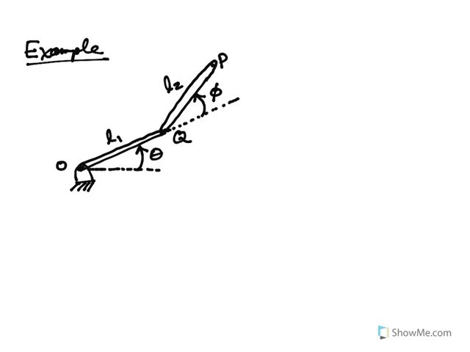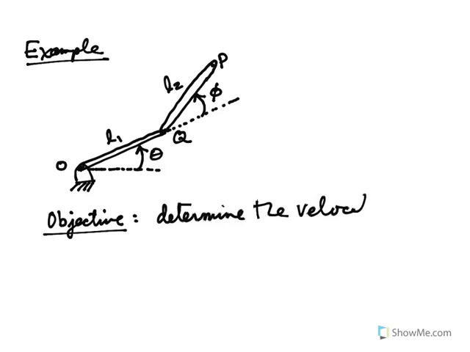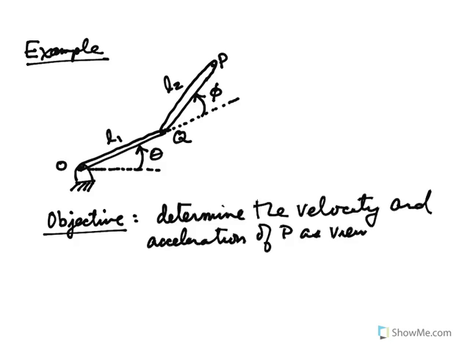So the objective of this problem, given this information, is to determine the velocity and acceleration of P, which is the tip of the second arm, as viewed by an observer fixed to the ground.